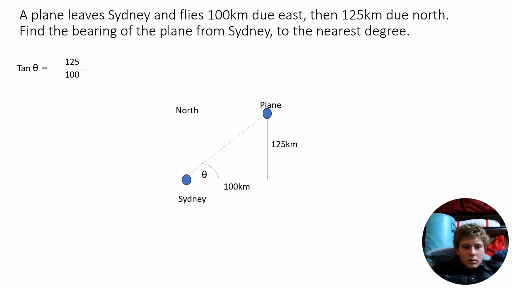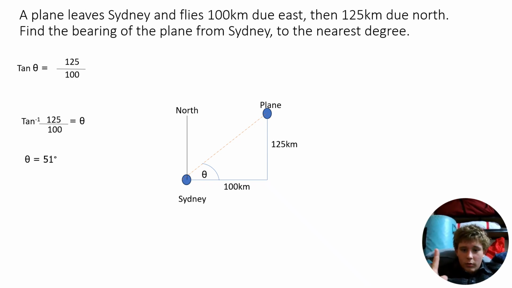100. Tan theta equals 125 on 100. Then we're just going to flip it around. Tan minus 1 of 125 on 100 equals theta. The angle equals 51. So that's the inside angle.